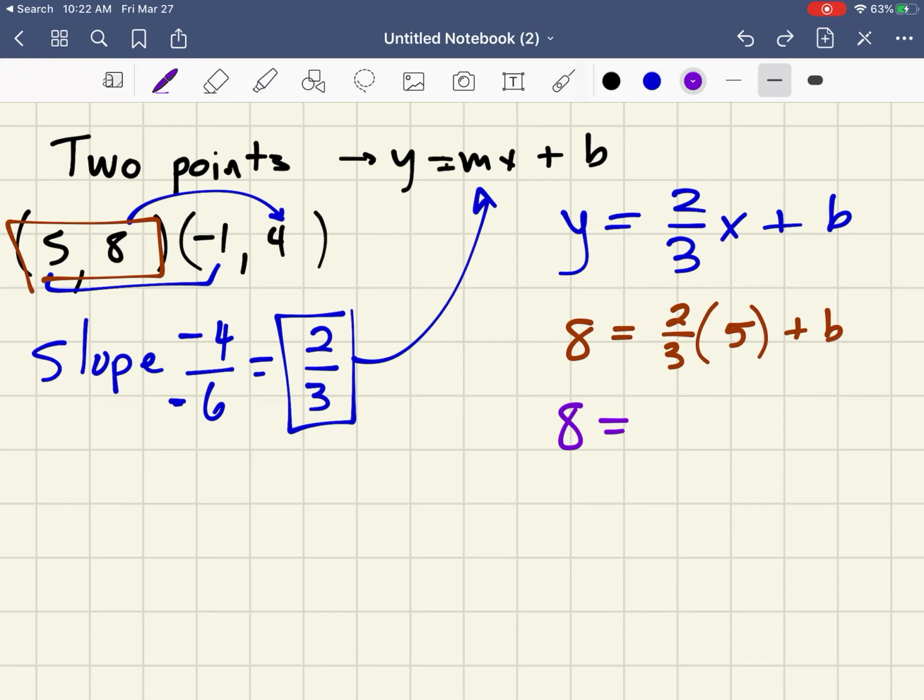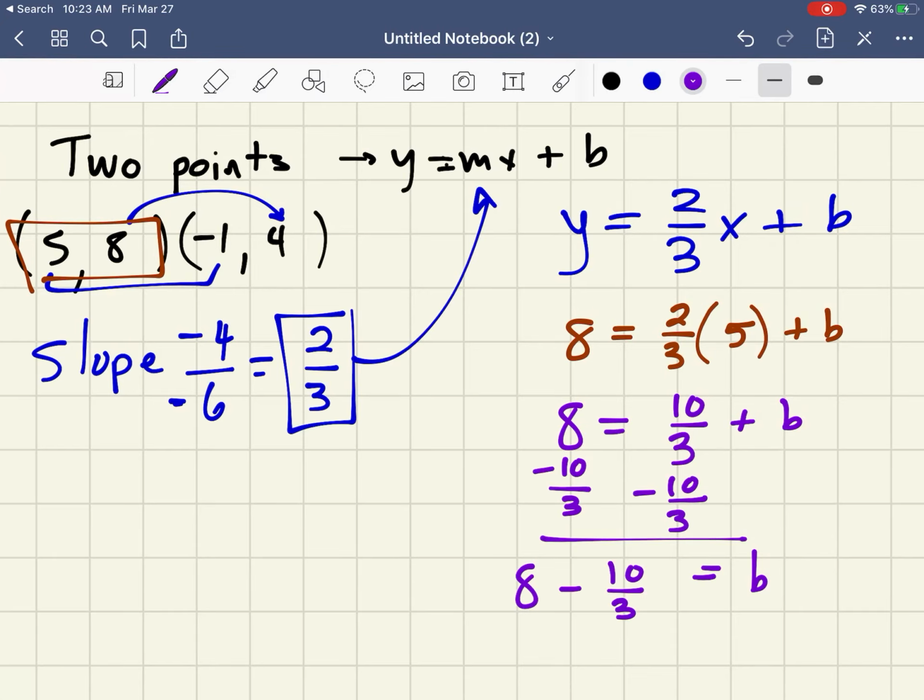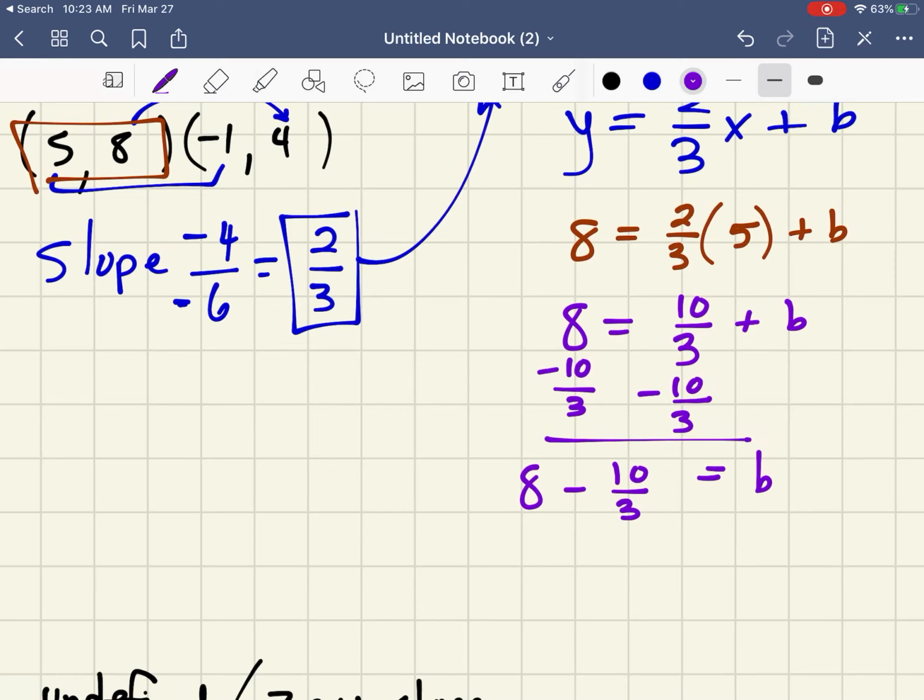We're going to multiply. 5 times 2/3 is 10/3. We're going to subtract 10/3. This leaves b on the right, 8 minus 10/3 on the left. We need to find a common denominator. It's 3. 8 is 24 divided by 3. 24/3 minus 10/3 is 14/3, and that is my y-intercept.